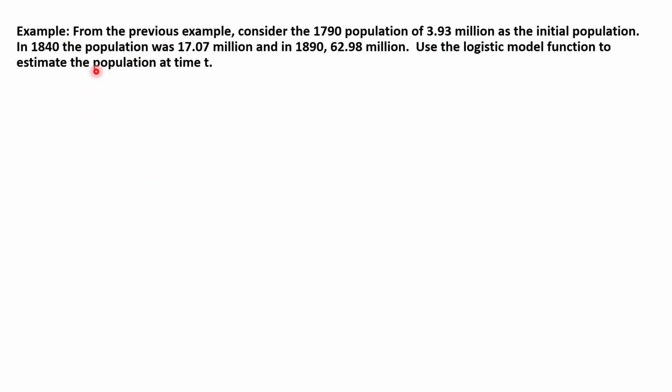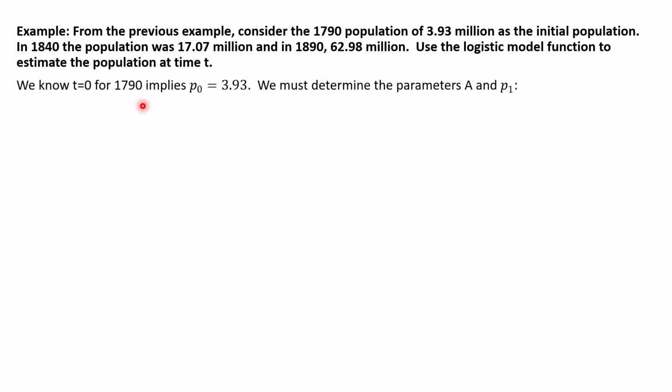Okay, so let's do one more, and this time we're going to use the logistic model. So a previous example, same given population for 1790, but now we have another intermediary population given. In 1840, the population was 17.07 million. So the logistic model, we're going to use that to find a function to estimate population at a given time. So the goal is the same, but we're using a different model. So we still are going to say t equals 0 to give us our initial population.